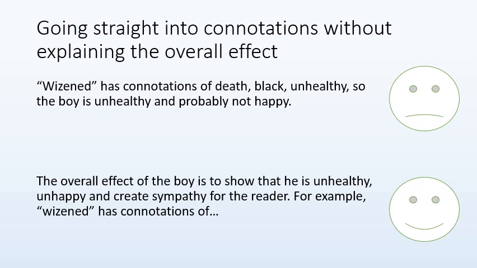This is a common mistake I see a lot, which is going straight into analysing the connotations without first explaining the overall effect. So your very first sentence should be that overall effect, and then you do your connotations. Don't just begin with connotations, because otherwise it's not clear that you've really understood the passage. So this here is not a very good example: wizened has connotations of death, black, unhealthy, so the boy is unhealthy and probably not happy. Change that to: the overall effect of the boy is to show that he is unhealthy, unhappy, and create sympathy for the reader. For example, wizened has connotations of and so on.